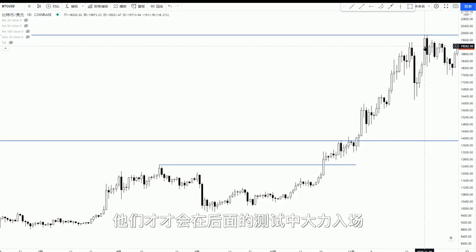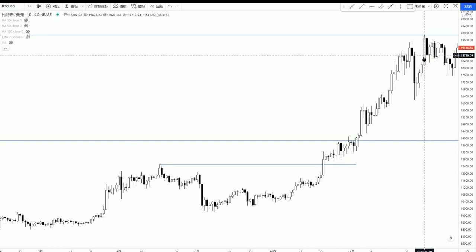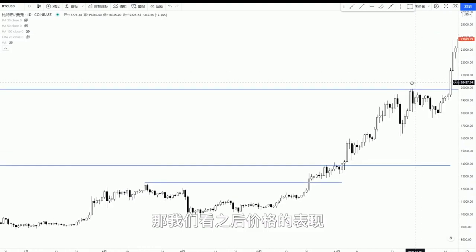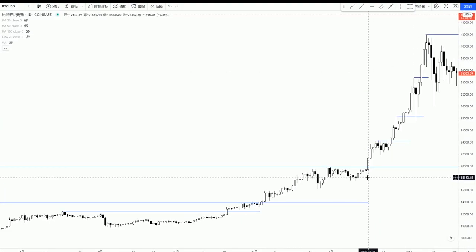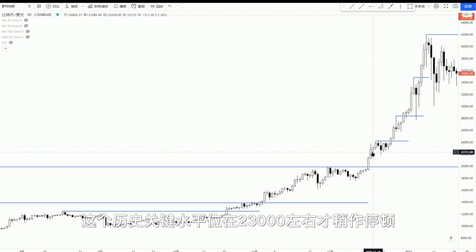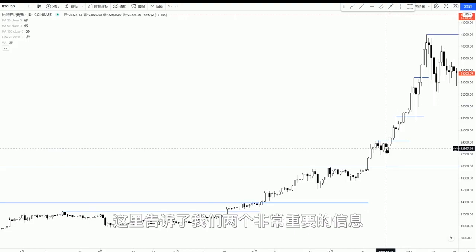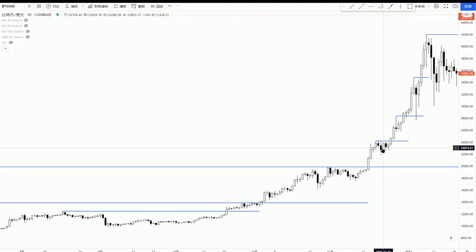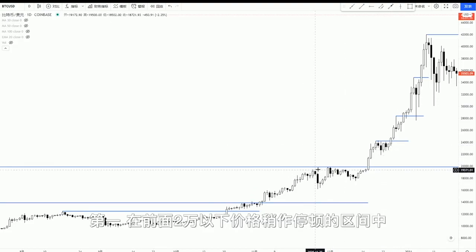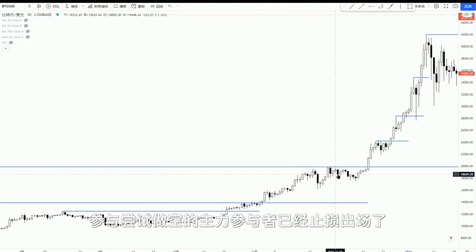Then let's look at the subsequent price performance. The price broke through 20,000 and reached the historic key level of 23,000 before pausing. This tells us two very important pieces of information. First, at the first pause below 20,000, the main players who attempted to short have stopped their losses.